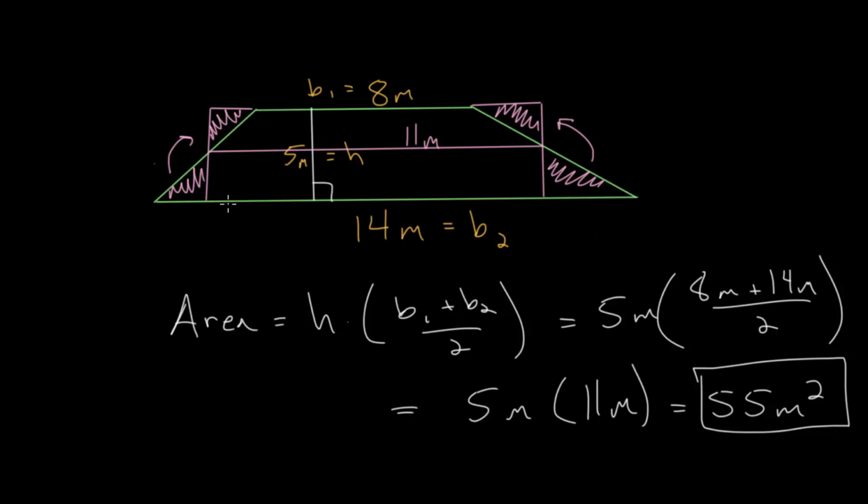But the main idea is that now we have a rectangle where the height of the rectangle, or we can say the width of the rectangle, is 5 meters, and its length is 11 meters. So to find the area of that rectangle, we just multiply width times length, 5 times 11, and we do get 55 square meters. So a way to interpret this formula is that we are just transforming the trapezoid into a rectangle and then finding the area of that rectangle.